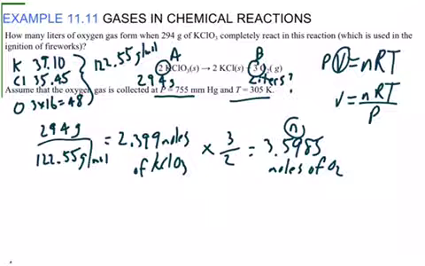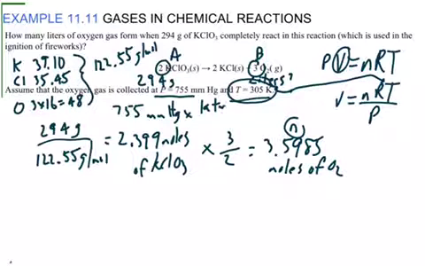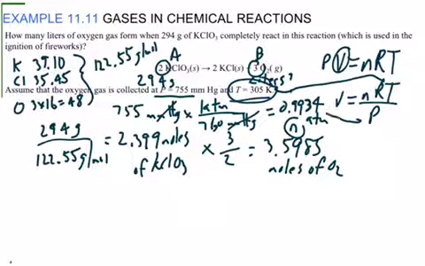Now, the temperature's good. It's already in Kelvin. That's going to go right in here. The problem is we have to convert the pressure, the 755, into ATMs. In 1 ATM there are 760 millimeters of mercury. When you do the math, our pressure ends up being 0.9934, and that's in ATMs. That's the number you're going to put there.